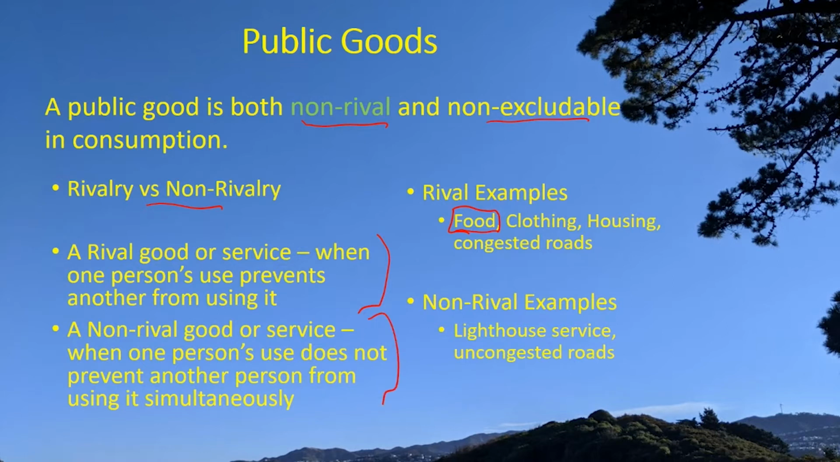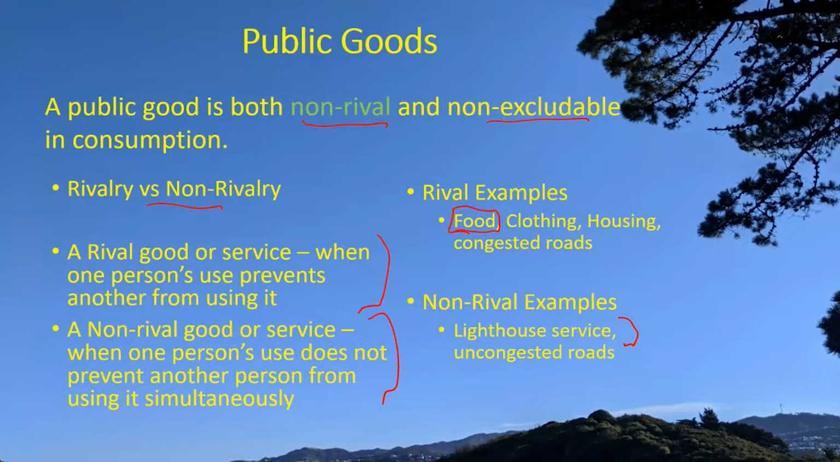A non-rival good is a good or service when one person's use does not prevent another person from using it simultaneously. Okay, so where does that show up? One of the classic examples in economics texts is the lighthouse service. If you put a lighthouse up on the coastline, it's there to prevent passing ships from coming too close to shore and running into the rocks. That's the general idea of a lighthouse.